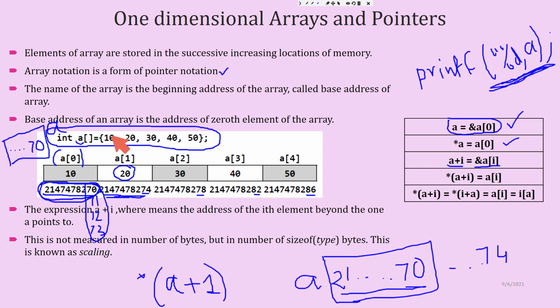Okay. So anyway, I will try to explain with the help of an example. One more thing, A plus I is not measured in number of bytes, but in size of the type. We already discussed plus 1 means plus 4 for an integer, plus 8 for a double, and plus 1 for a character. That is called scaling. So I will try to explain with the help of an example.